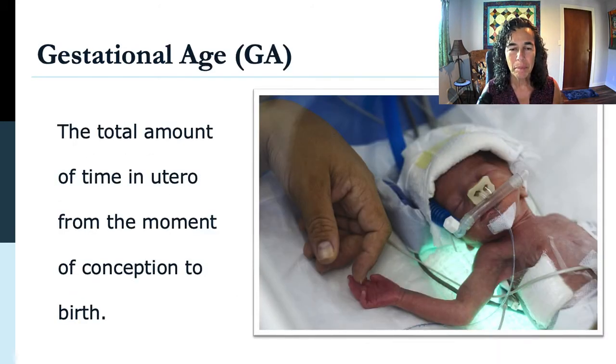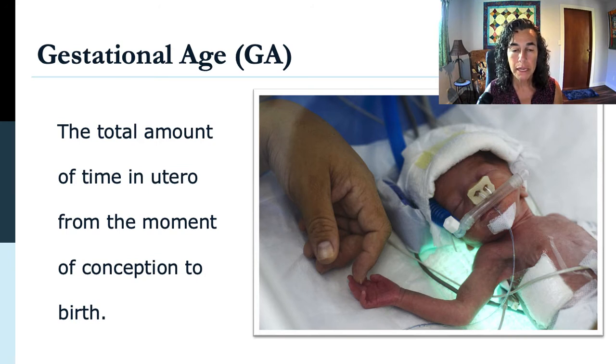So let's first talk about gestational age, which can be measured from a woman's last menstrual period or by an ultrasound. So it's the total amount of time in utero from the moment of conception until birth. It's often not accurate, and so that's why there's that range of 2 weeks. A full-term pregnancy is 38 to 42 weeks gestational age. Premature or preterm is before 38 weeks. Late preterm is 34 to 37. Postterm is after 42 weeks.